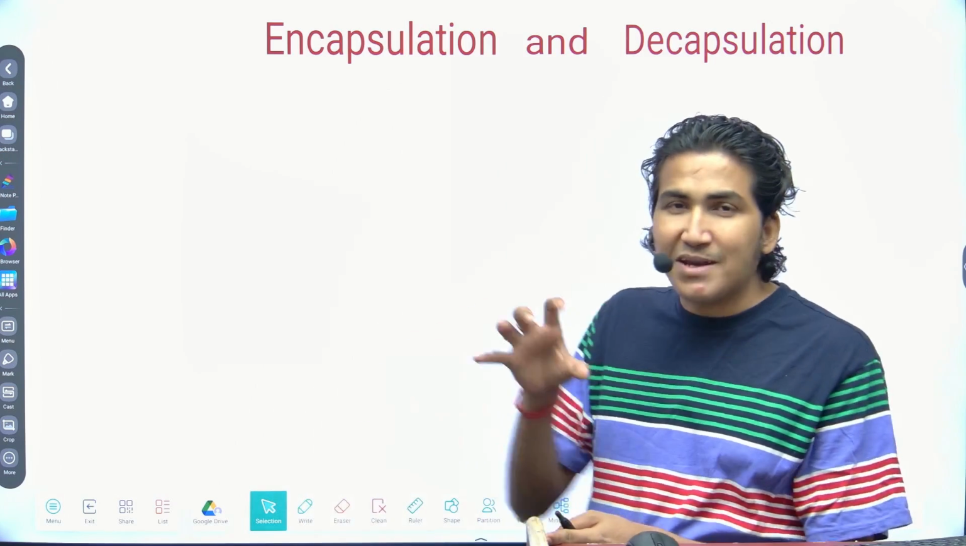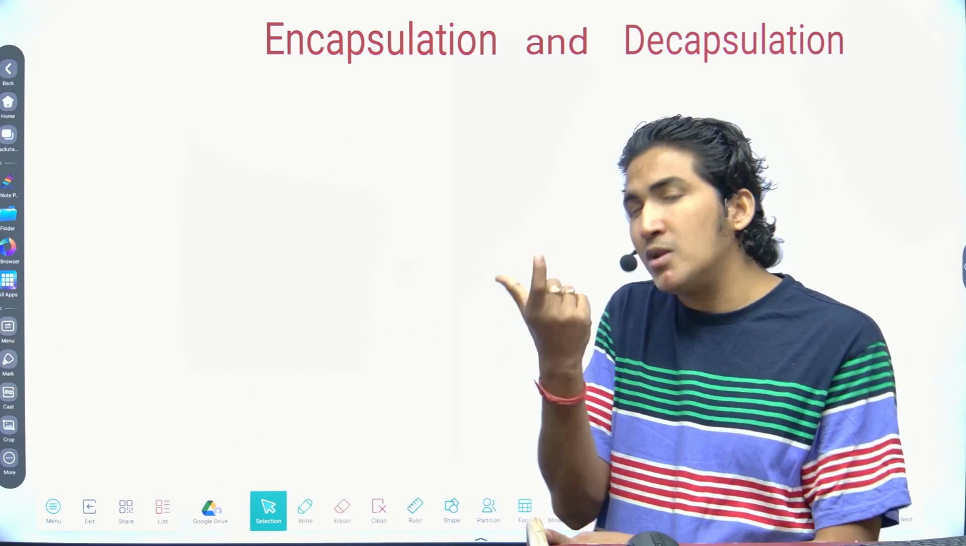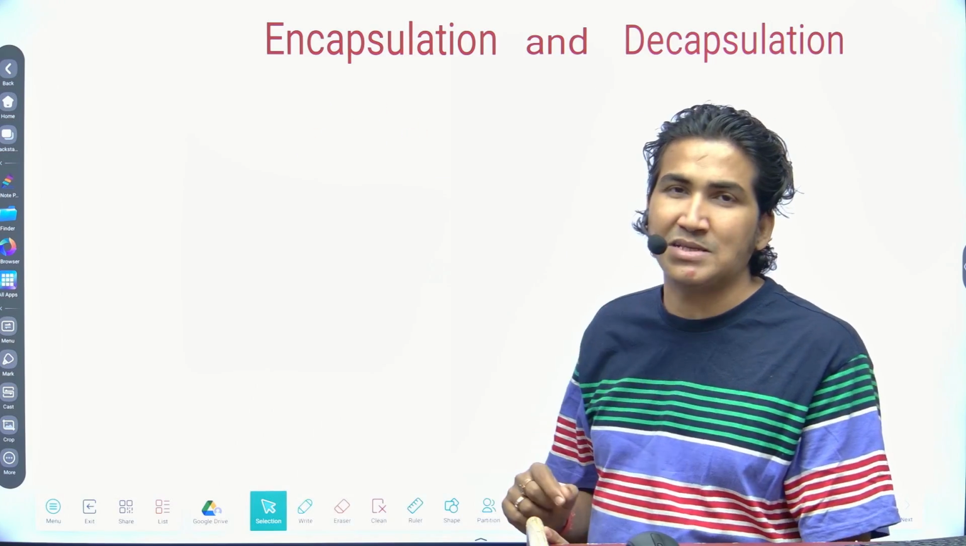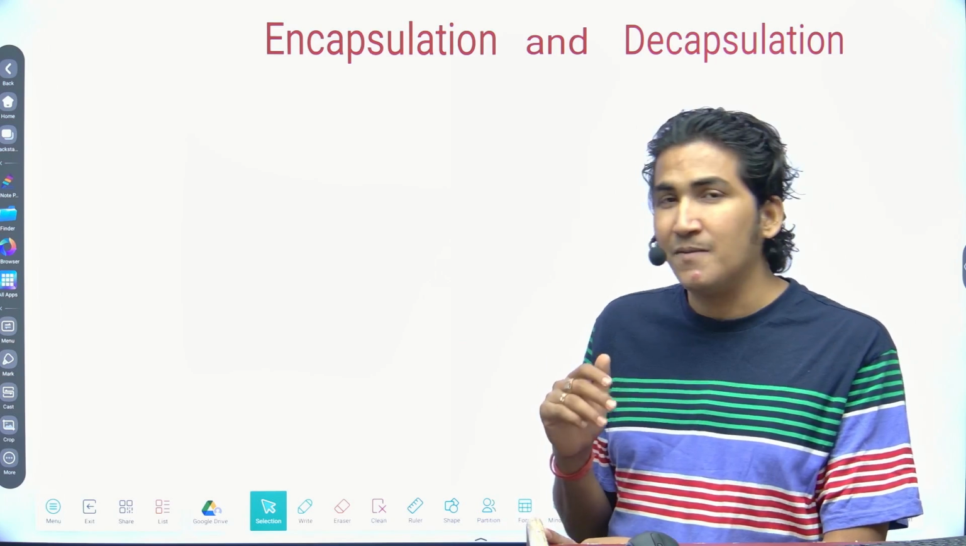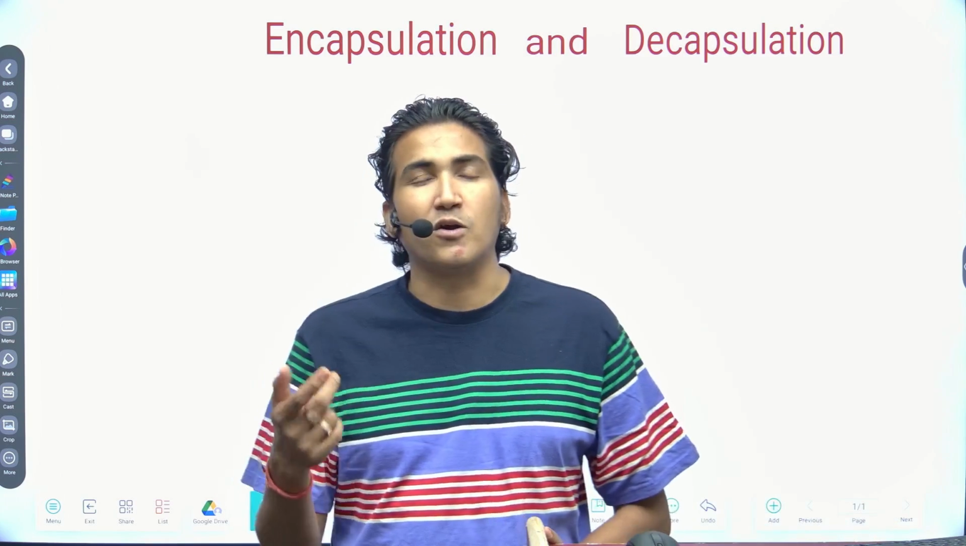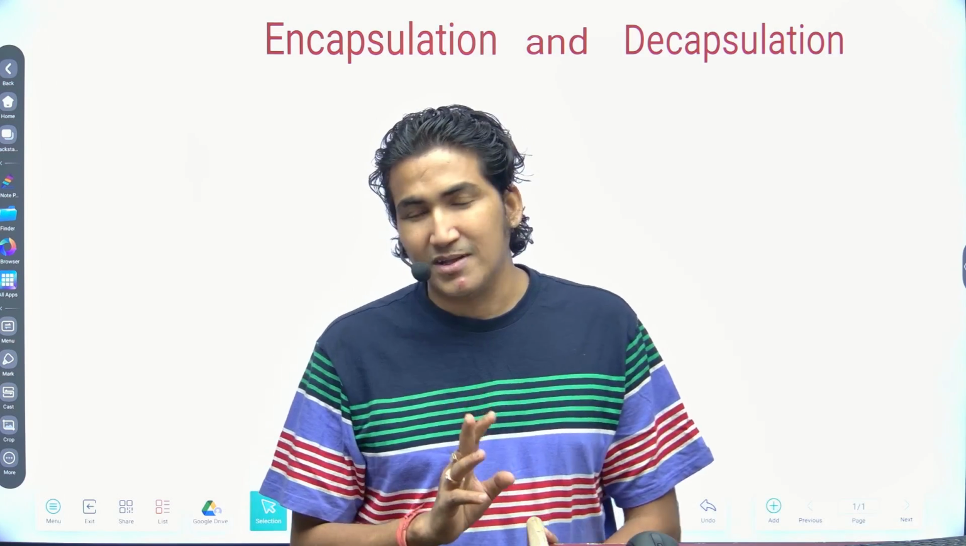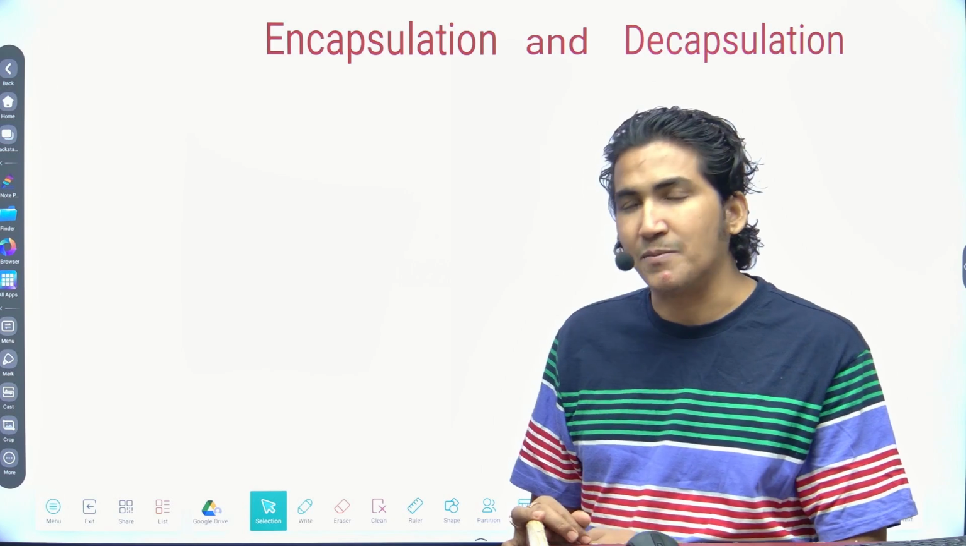And when the server receives it, what does the server need? The actual information, that is the HTTP request message. So the server is going to remove all the extra information like destination IP, destination MAC, or destination port number. That particular thing is called decapsulation.